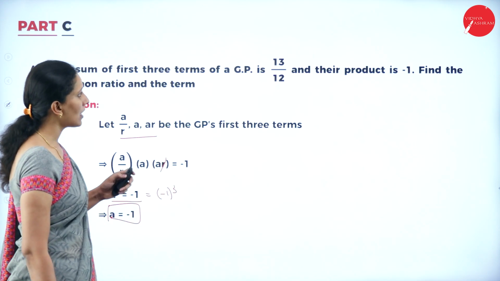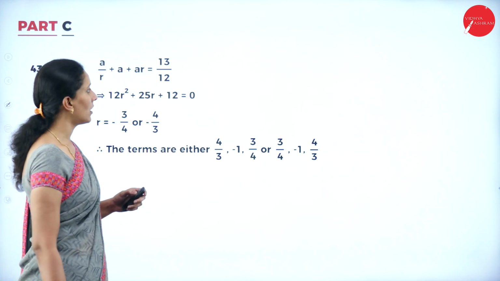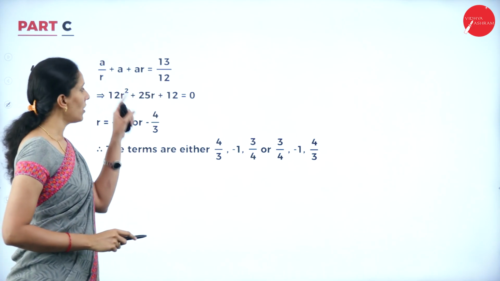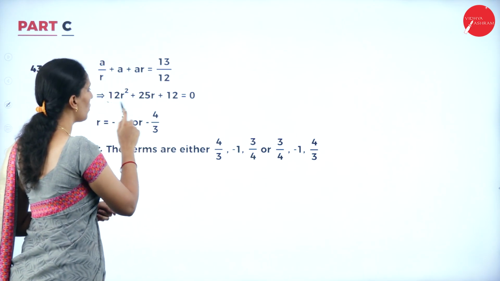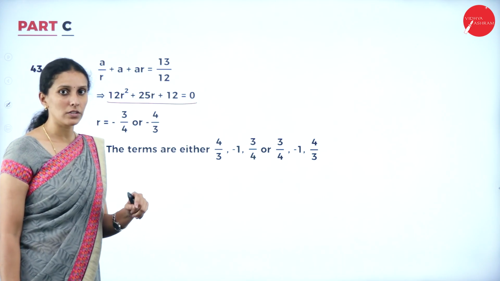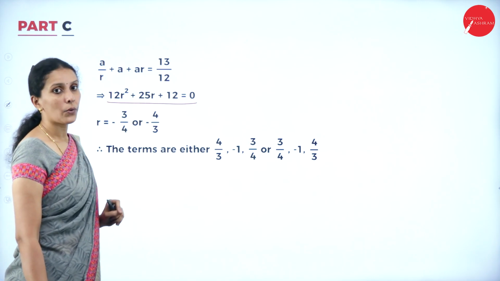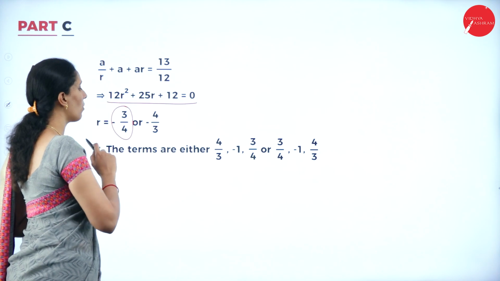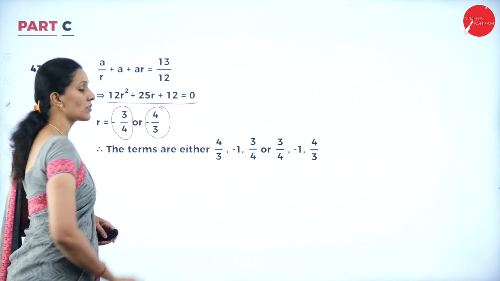Also they have given the sum of the terms is 13 by 12, that is a by r plus a plus ar is 13 by 12. On solving this fraction, we will get the equation 12r square plus 25r plus 12 is equal to 0. Again, solving this quadratic equation, we will get r is equal to minus 3 by 4 or r is equal to minus 4 by 3.